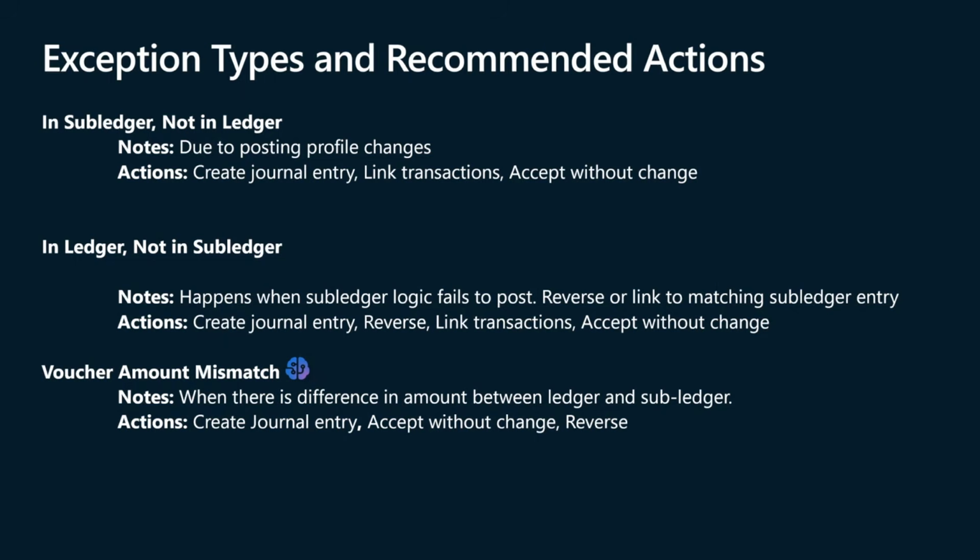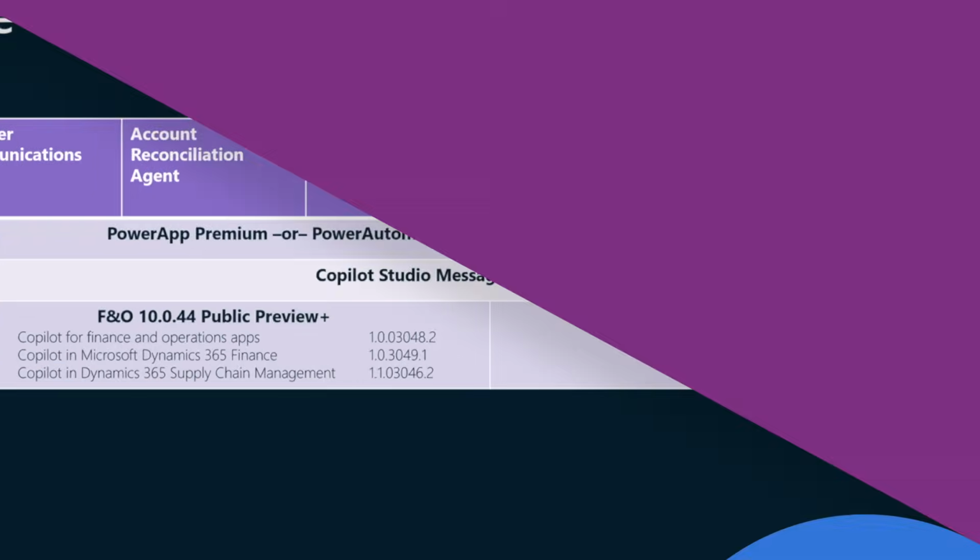or accept without change, or reverse. And in the recent release, the exception type that the agent supports is the third exception type, that is, the voucher amount mismatch.